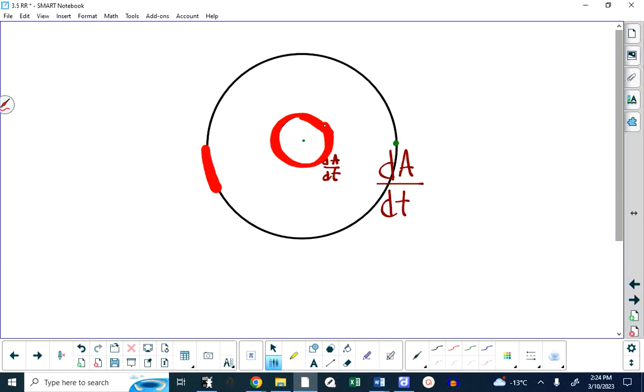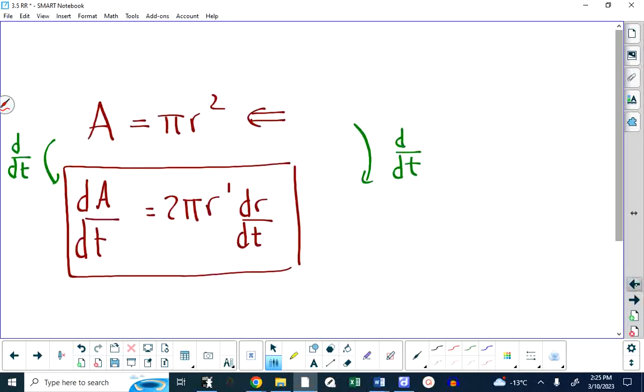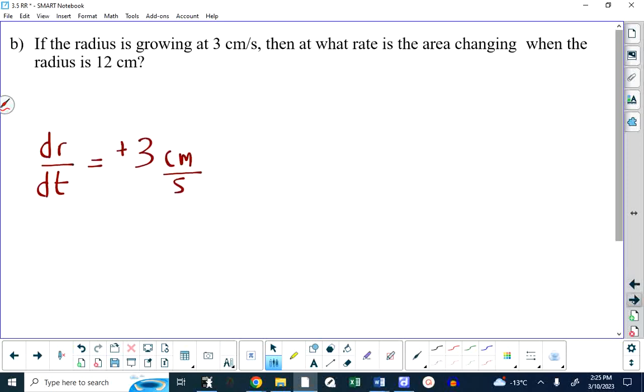But if I add that same thickness to the circle when the circle is bigger, I'm going to be adding more area. And what I'm getting at is dA/dt not only depends on dr/dt, it depends on r. And that's exactly what the formula predicts. dA/dt is connected to the radius and to the rate at which the radius changes. Anyway, we can answer this question now.